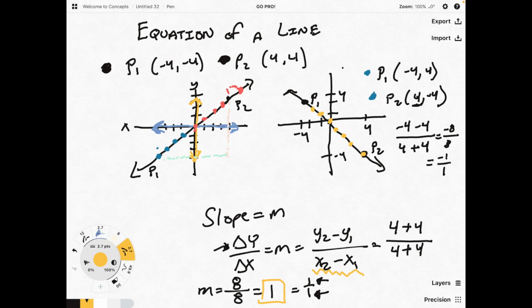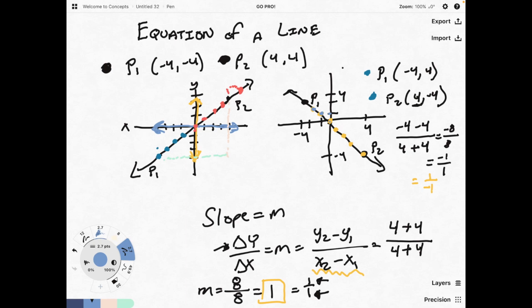Say you wanted the negative in the bottom, or the denominator, versus the numerator. Well, this is the same as saying 1 over negative 1. So what would that tell you? That means you would go up 1, but you would go to the left 1, up 1, to the left 1. So it's the exact same thing. It just depends on your preference, whether you want to go in the negative direction on the y-axis, or in the negative direction on the x-axis. It creates the exact same line because the slope is constant.